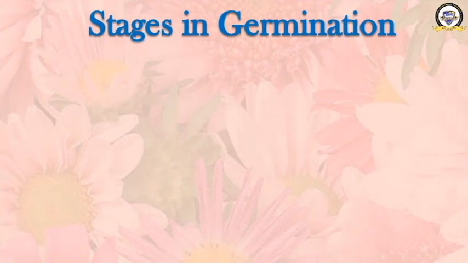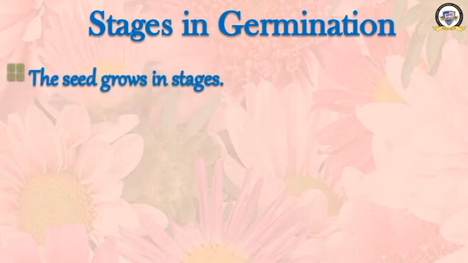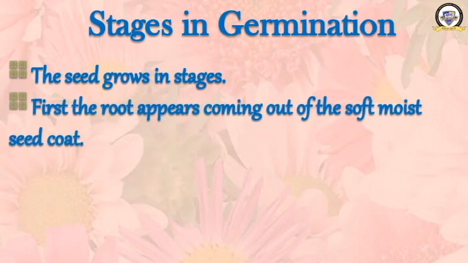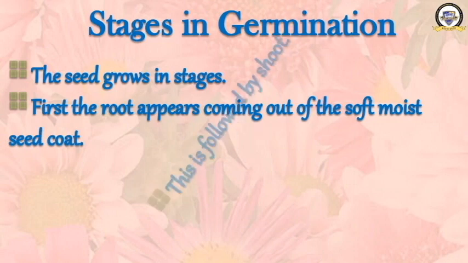Now we are moving to the next topic, that is stages in germination. There are different stages in germination. Let us see what those different stages are. The seed grows in stages. First, the root appears, coming out of the soft, moist seed pod. What happens in the first stage? A root comes out from the seed pod.